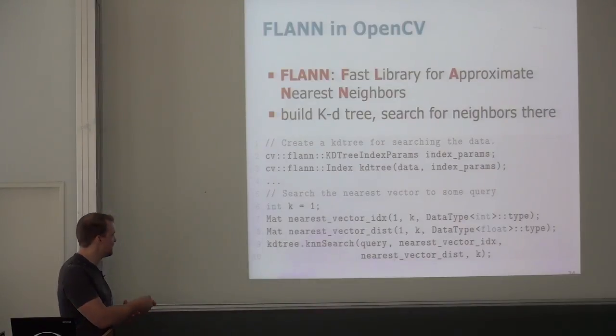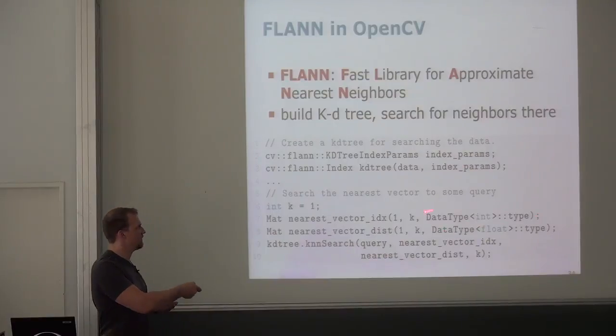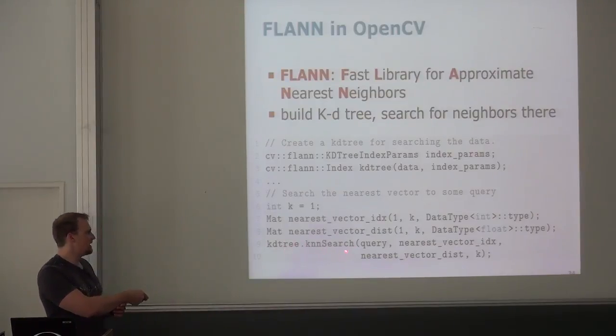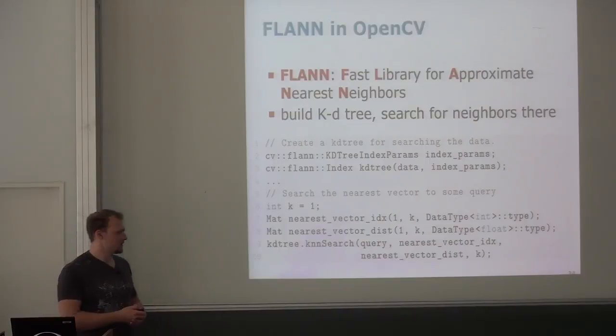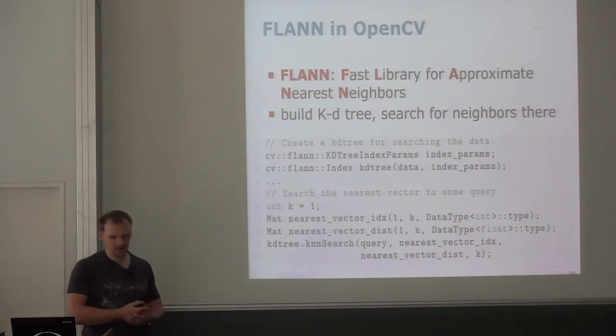So what you do is you create a Mat of nearest vector indices. Let's say it's going to be 1 by k, which is 1 here, so it's a very simple matrix of 1 by 1 in this case, and it's going to be of integer type. This one is going to be of float type because it's a distance. And then on the KD tree, you can do the KNN search with a query of what vector you are trying to find neighbors of. This will return you the index of the closest vector from your data, and the distance to that data.